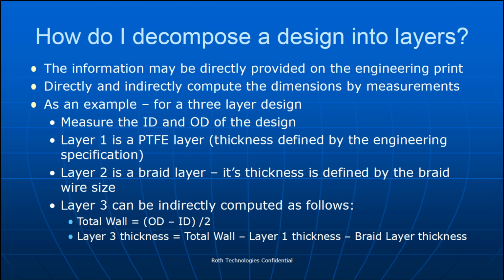The second layer is the braid layer. Its thickness is defined by the braid layer. If the braid wire material is round, the thickness of the braid layer is twice the braid wire diameter. If the braid wire material is of a flat wire nature, then the braid wire layer thickness is twice the braid wire thickness dimension. The CathCAD software automatically computes the braid layer thickness based on the dimensions of the braid wire selected for the design. Finally, the outer layer may be computed from the ID/OD and the layer thicknesses determined for layer 1 and layer 2 as shown.